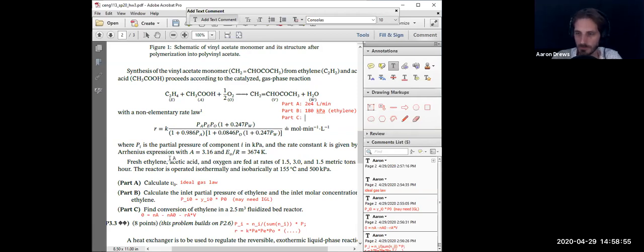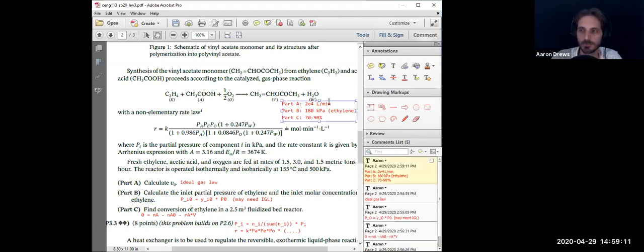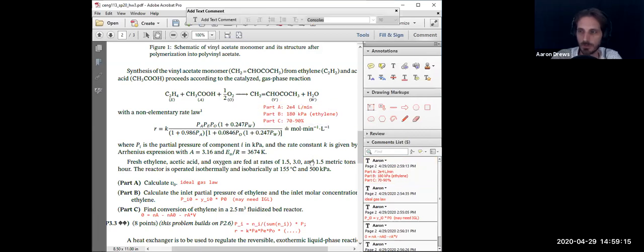And then what was part C? Find the conversion inside of that. Your conversion will be somewhere between 70 to 90%, somewhere in that range. Since I gave them here, I'll also post them on the website too. You're welcome.